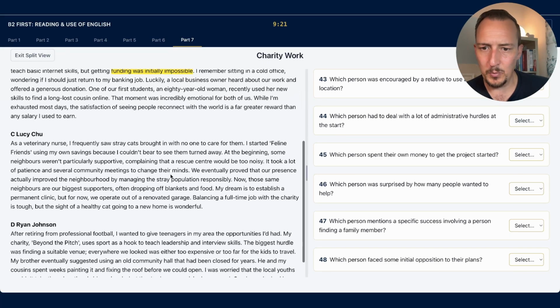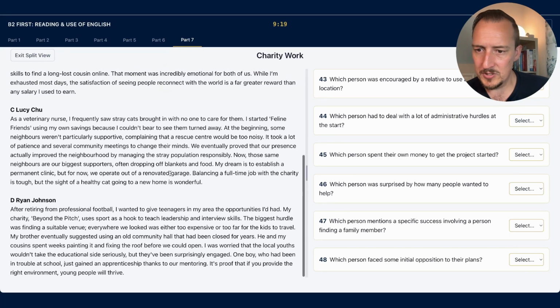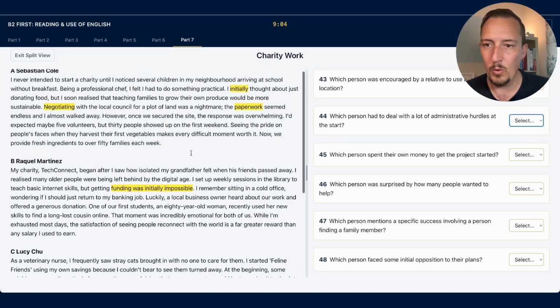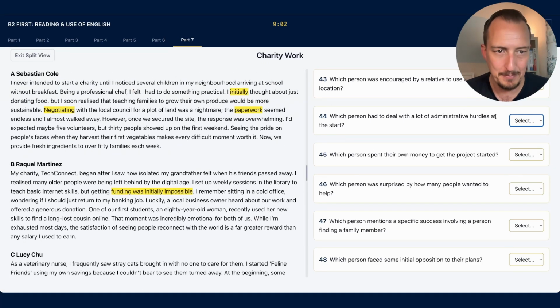Stray cats turned away. Time for professional football. Be on the pitch. Look, the biggest hurdle. Hurdle. There you go. So just because you see it there doesn't mean it's this one. But let's just make sure it isn't. The biggest hurdle was finding a suitable venue. Yeah, no, that's not administrative. So we said it was A. Negotiating, paperwork, etc. A is the correct answer.